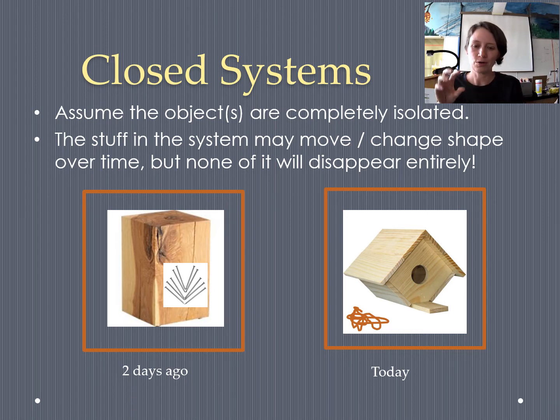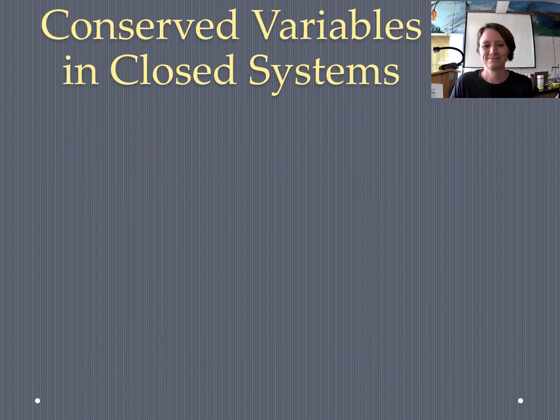The shape is a birdhouse, and then there's like a pile of sawdust because I had to cut some things as well, and I had to keep everything in that system. I wasn't allowed to throw away anything or let anything escape. So this is the same system, the same objects isolated from everything else, and they have changed size and shape over time, but nothing has gotten out or come into my system.